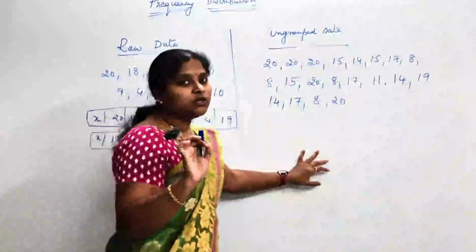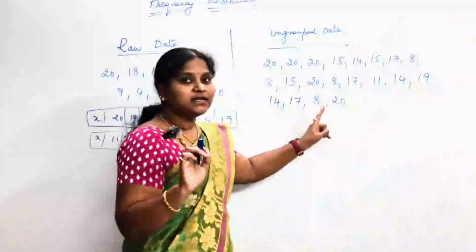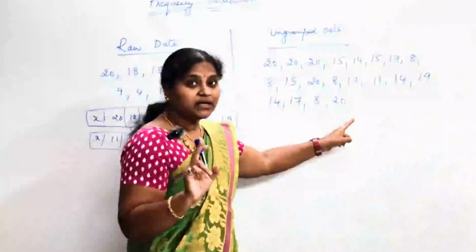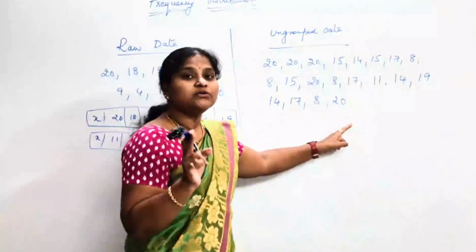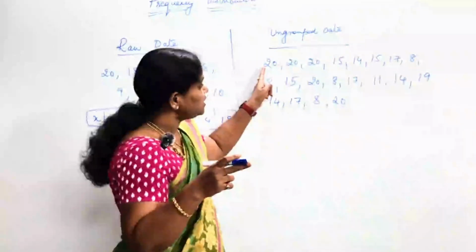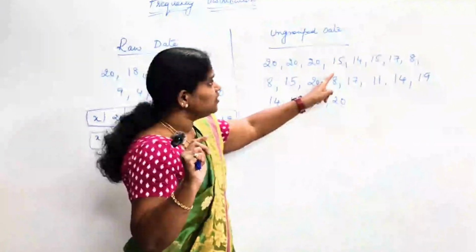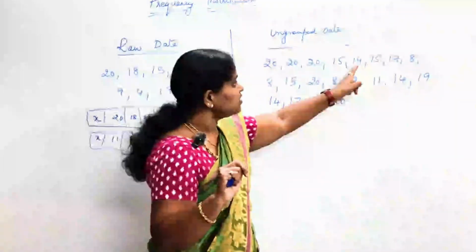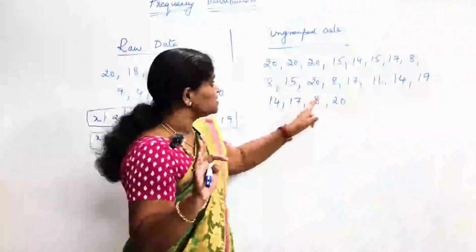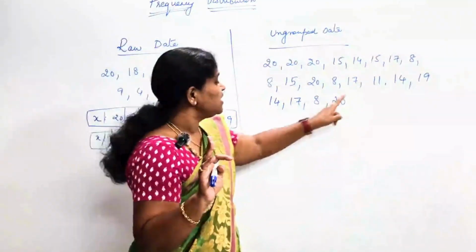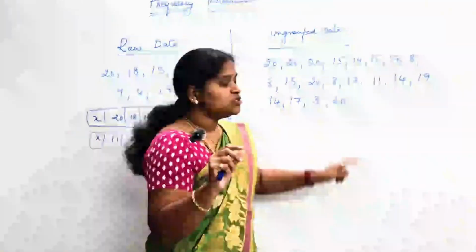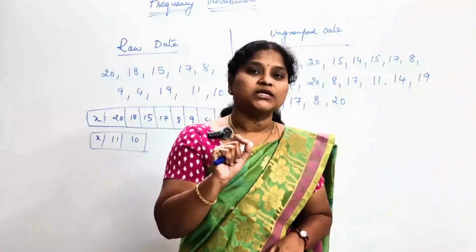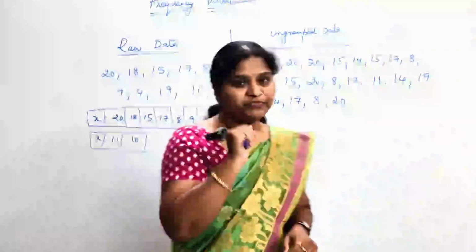Similarly, with respect to ungrouped data, I can see that my data here is also limited, where only 20 values are there, but we can see that here the values are repeating themselves. 20 is repeating 4 times, 15 is repeating 3 times, 14 is repeating 3 times, 17 is repeating 3 times, 8 is repeating 4 times. So all values are repeating more than once. In such a situation, we can frame it into an ungrouped frequency distribution.